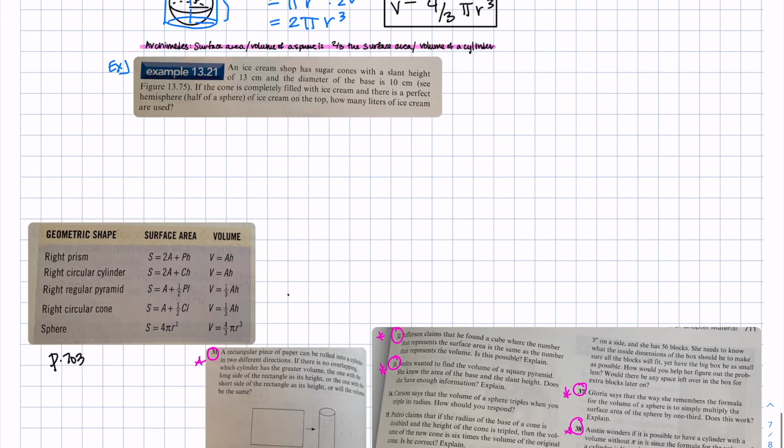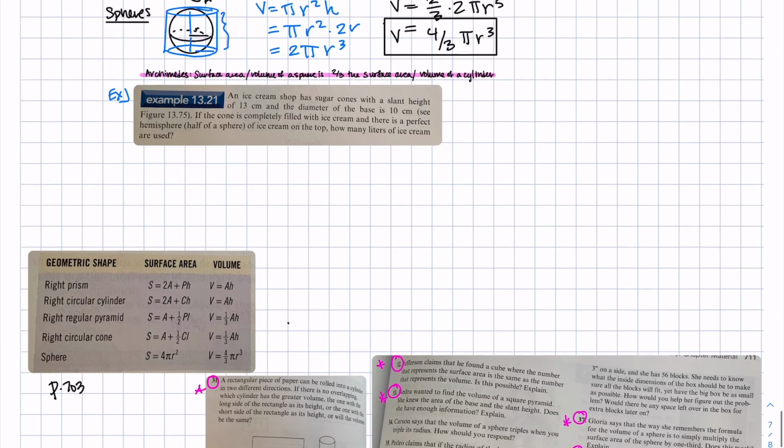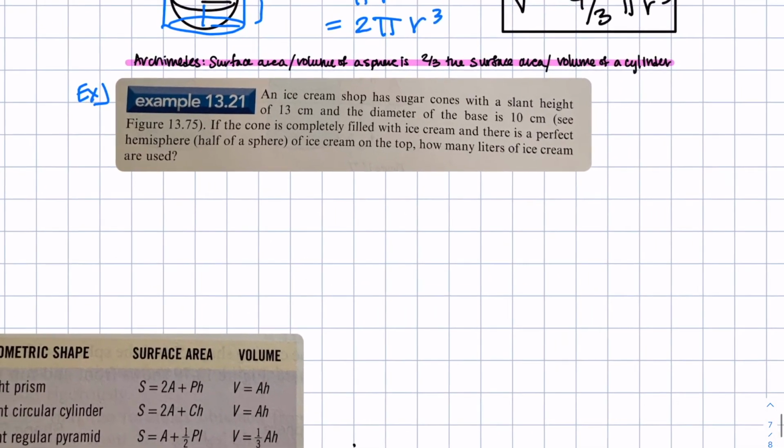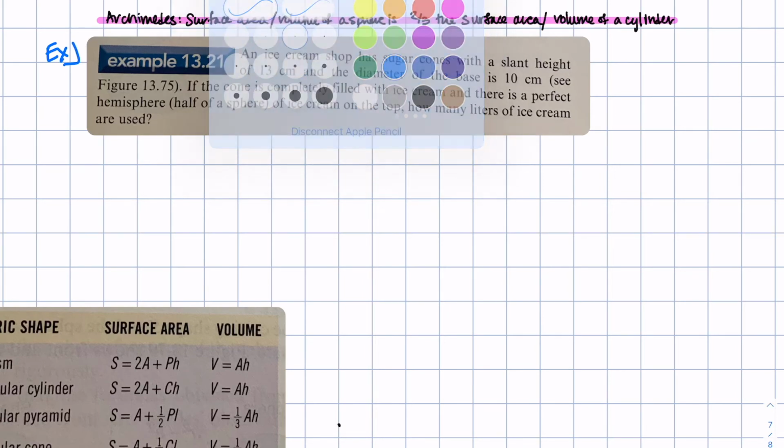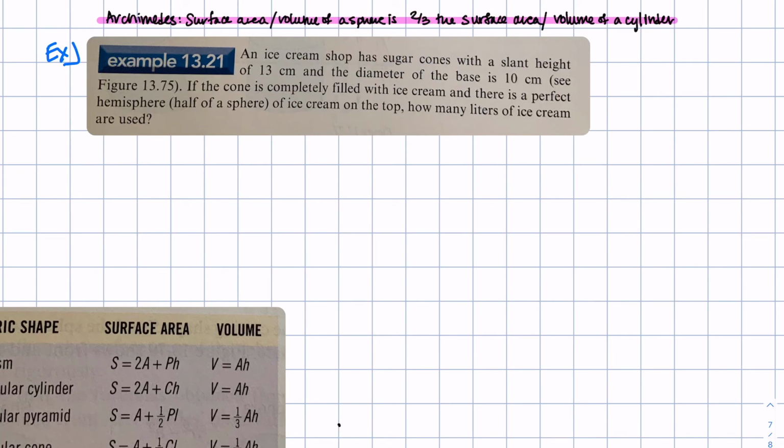Wanted to finish off doing one example and point to a couple other resources to finish off here. So just like our last example in the surface area case, I want to look at an example where we kind of put together a few different figures. So here we have an ice cream cone with a slant height of 13 centimeters. It seems large to me, but maybe it's not.